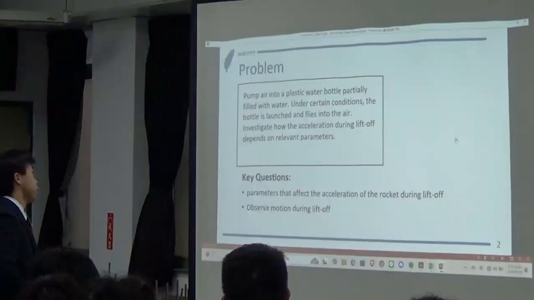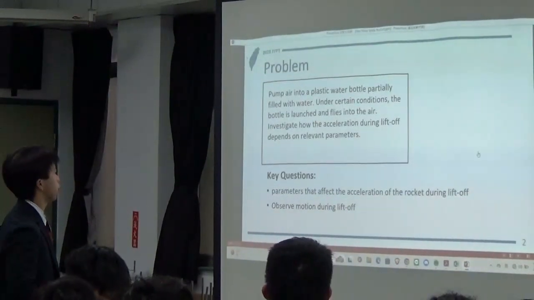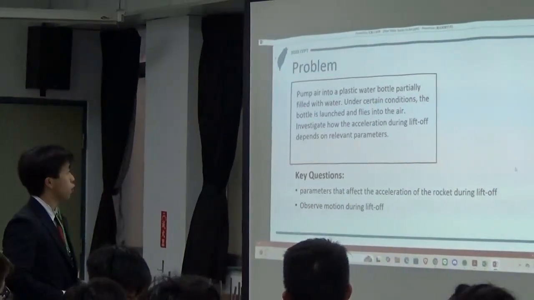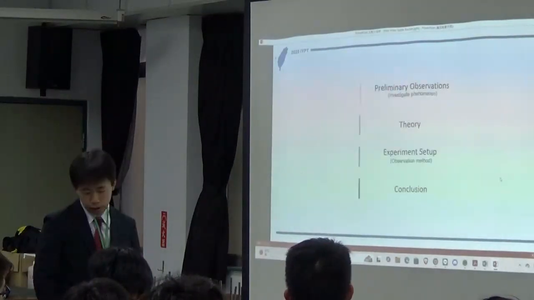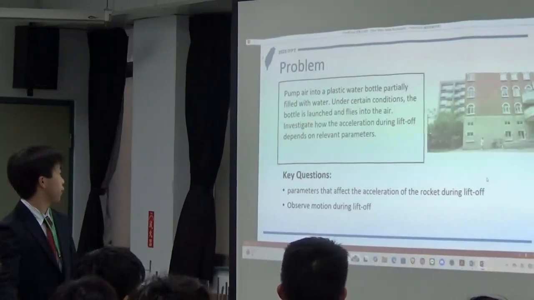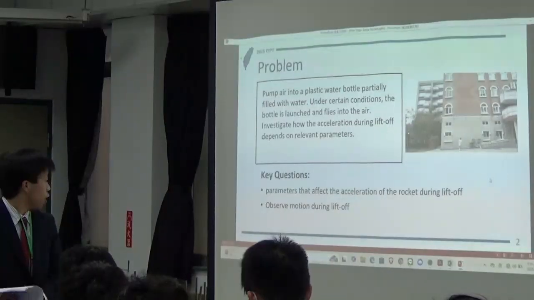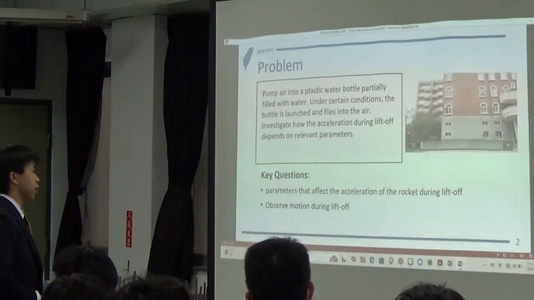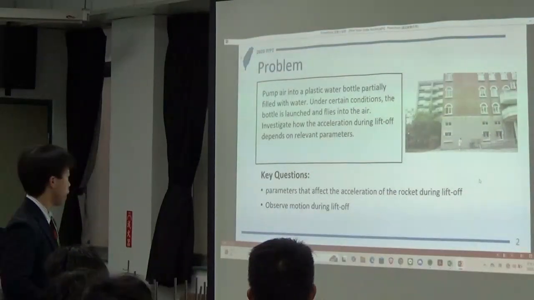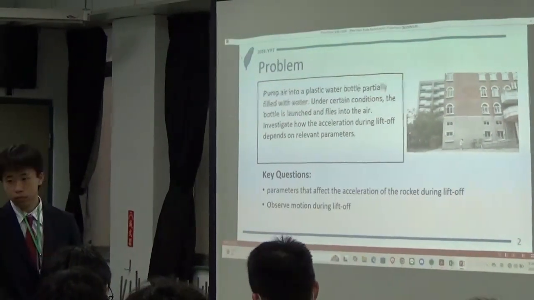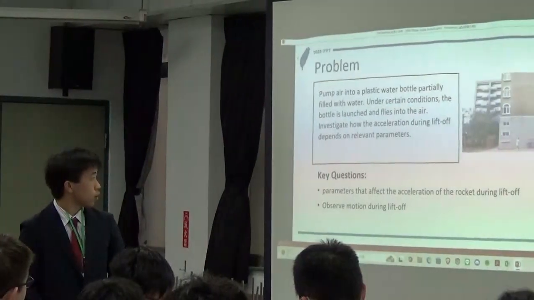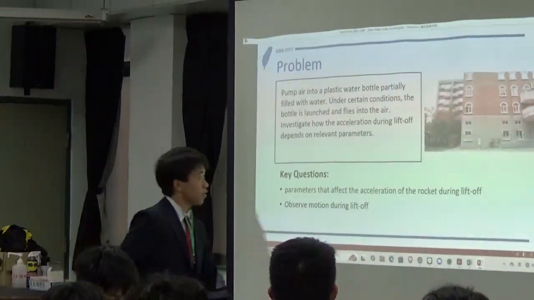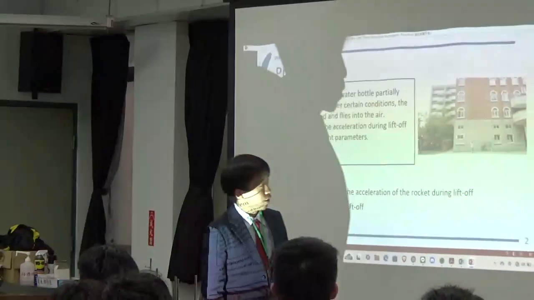The problem is pumping air into a plastic water bottle partially filled with water. Under certain conditions, the bottle is launched and flies into the air. Investigate how the acceleration during liftoff depends on relevant parameters. Our key question is which parameters affect the acceleration of the rocket during liftoff, so we observe the motion during liftoff. This is a video. As you can see, the water launches into the air to a certain height.